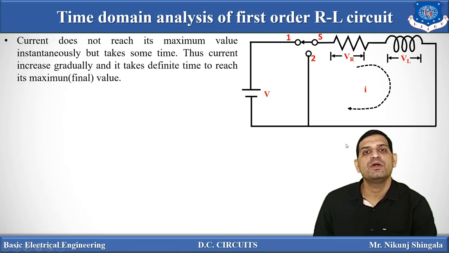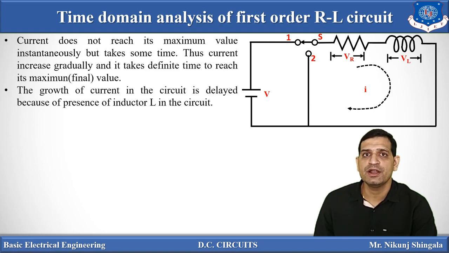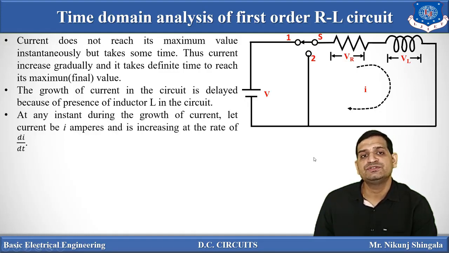Now this current does not reach its maximum value instantaneously, but it will take some time. Current increases gradually in this case because of the presence of the inductor. It takes a definite time to reach its final value, that is the maximum value. The growth of the current in this circuit is delayed because of the presence of the inductor L in the given circuit.